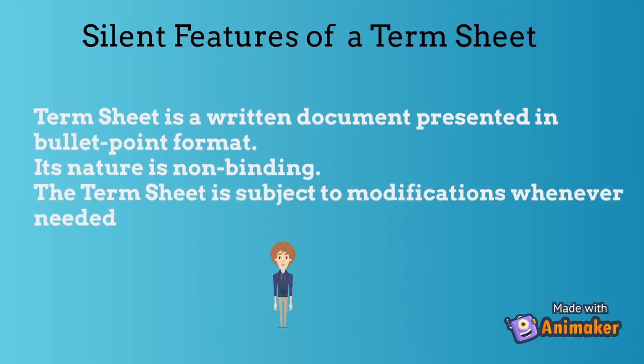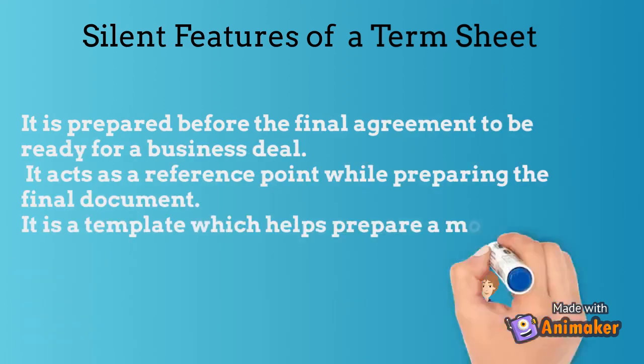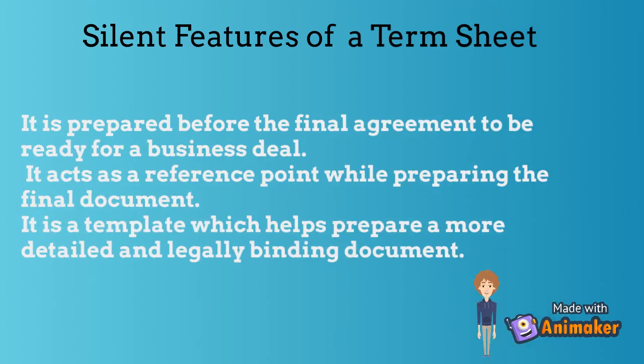Salient features of a term sheet. A term sheet is a written document presented in bullet point format. Its nature is non-binding. The term sheet is subject to modifications whenever needed. It is prepared before the final agreement to be ready for a business deal. It acts as a reference point while preparing the final document. It is a template which helps prepare a more detailed and legally binding document.